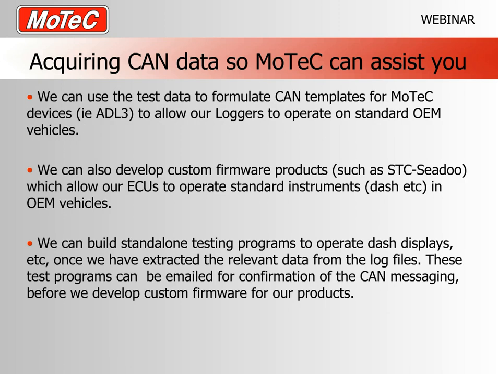So as I've said, we can use this test data to make CAN templates for dashes, and we can also develop things like our Sea-Doo products or our other jet ski products where our ECUs produce the correct CAN information to operate the standard dashes. Now the Sea-Doo is a very good example of that. The current 2010 Sea-Doo models have an integrated brake system which has a brake lever on the left-hand handlebar, and at this time Motek is the only aftermarket manufacturer that can operate all of these systems correctly.